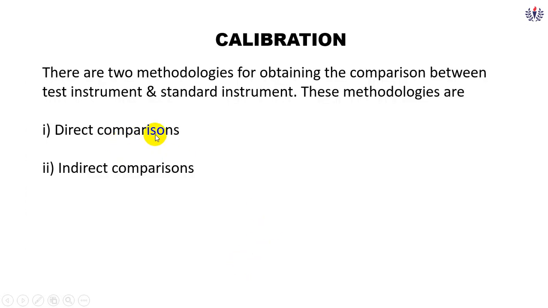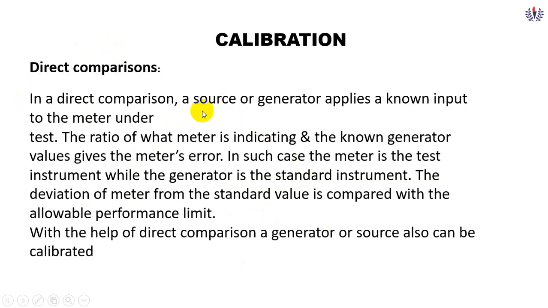So there are two types of calibration, or two methodologies we can use against the test and the standard instrument. First one is the direct comparison. Second one is the indirect comparison. In direct comparison, a source or a generator is applied to the input of the meter under test. The ratio of the indicated and the known generator value gives the meter error. In such a case, the meter is the test instrument, the generator is the standard instrument. Deviation from the standard value is compared with the allowable performance limit. With the help of direct comparison, a generator or source also can be calibrated. So this is the direct method of the calibration.